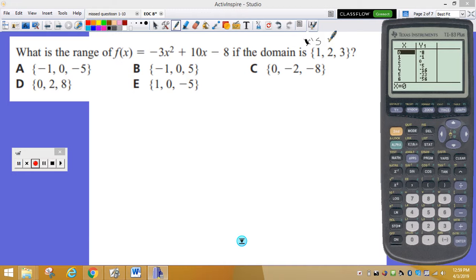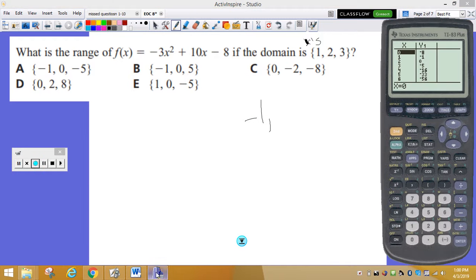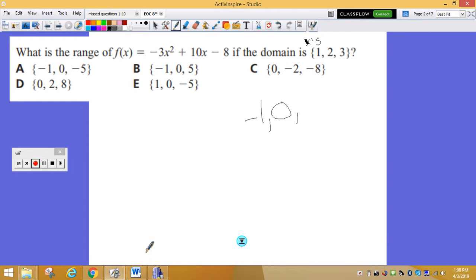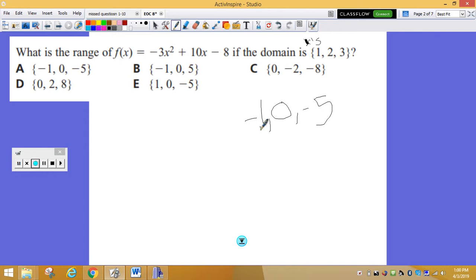Now, if domain are my x's, then I'm going to look right here and say, when x was 1, range is the y. The range was negative 1. So my first answer is negative 1. Then I'm going to look at 2. When x is 2, the range was 0. So that's my next answer. And last, when x is 3, the range is negative 5. So my range should be negative 1, 0, and negative 5, which in this problem is A.